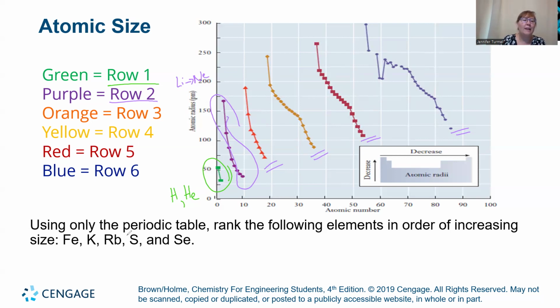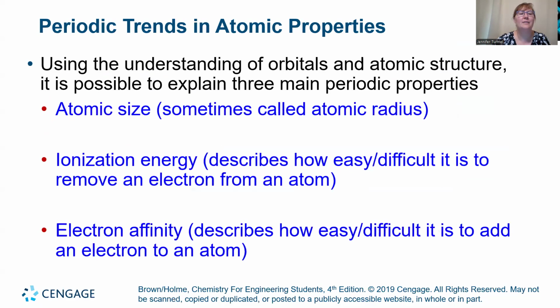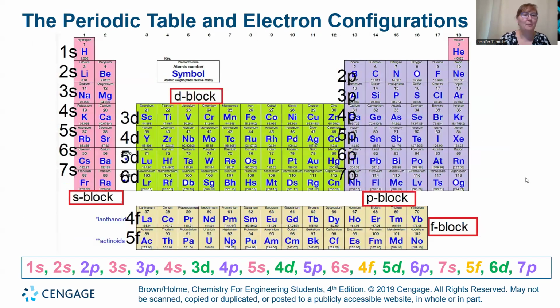Okay, so now if we're ranking our elements in terms of increasing size, here we have iron, potassium, rubidium, sulfur, and selenium. Okay, so based on that, again, let's flip back to our periodic table. Whoops, I was going the wrong way. Sorry, guys. There we are. Here we are at our periodic table. Okay, and let's take a look at where we're at here.